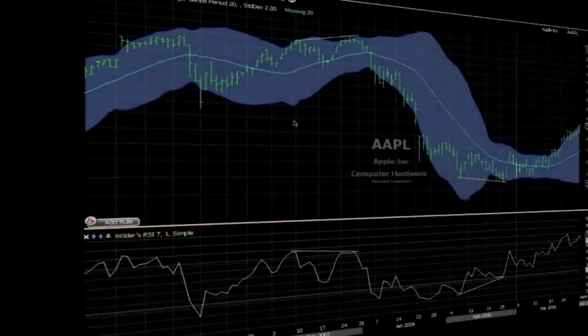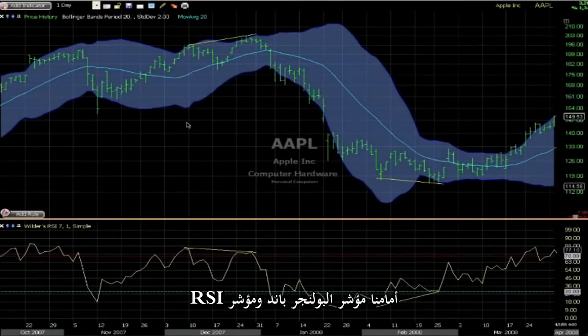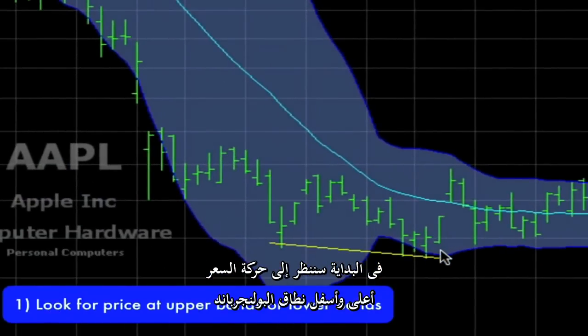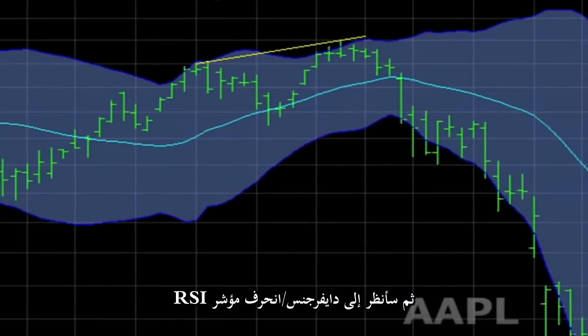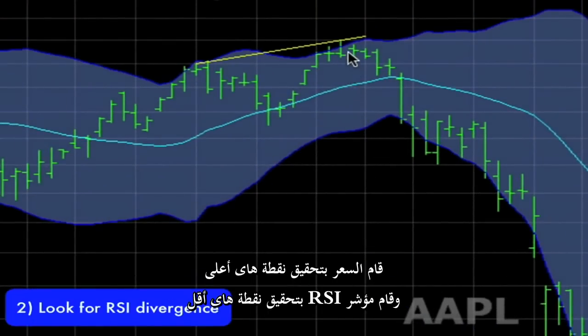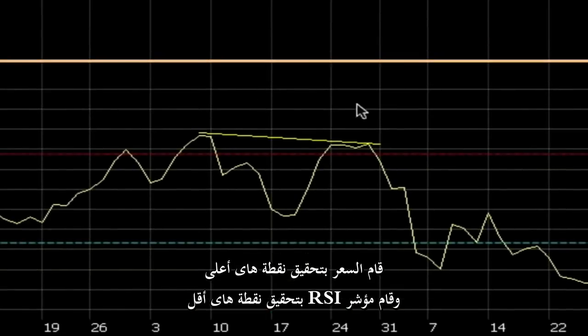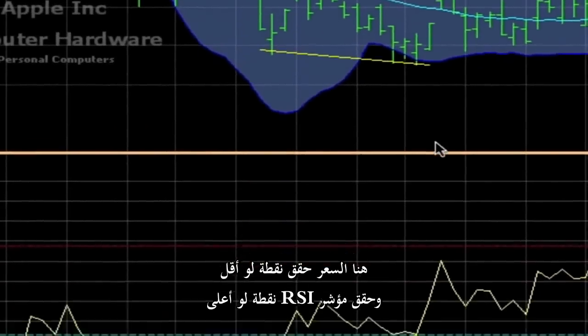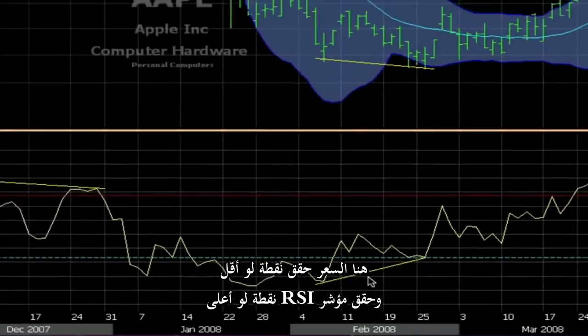Here's a Bollinger Band setup combined with RSI. First, I'll be looking at price at the upper Bollinger Band or at the lower Bollinger Band. Second, I'll be looking at RSI divergence. Price making a higher high while RSI makes a lower high. Here price is making a lower low while RSI makes a higher low.